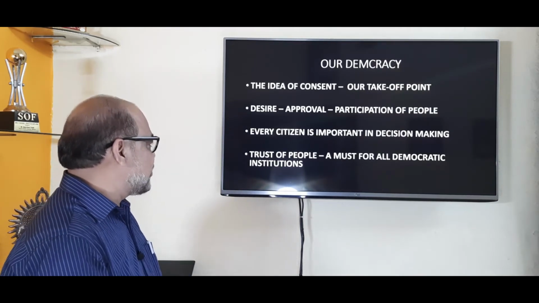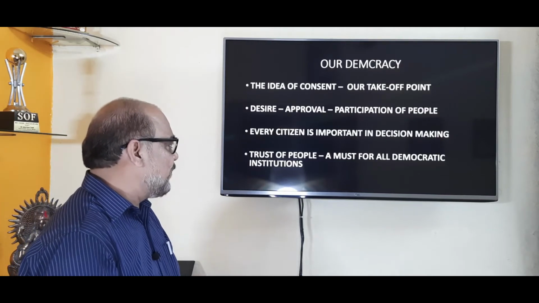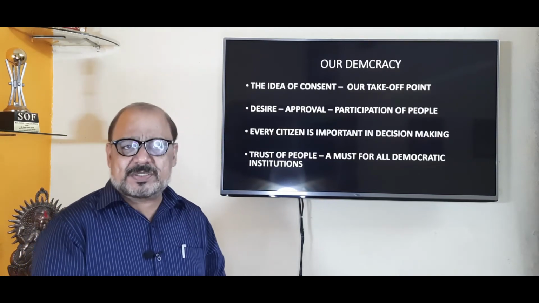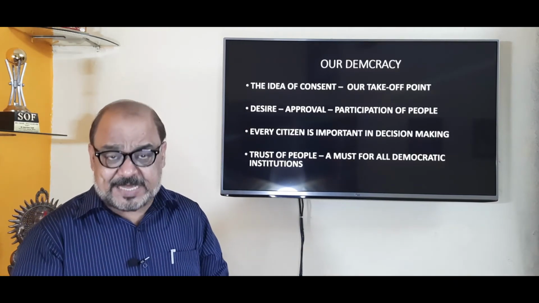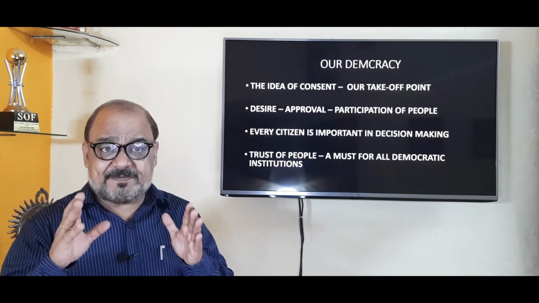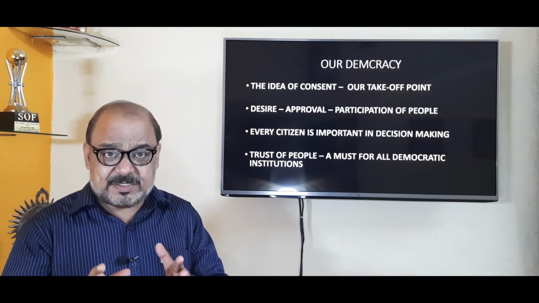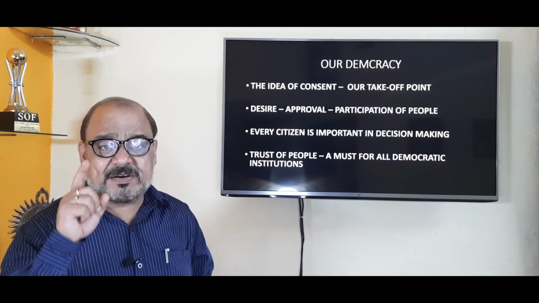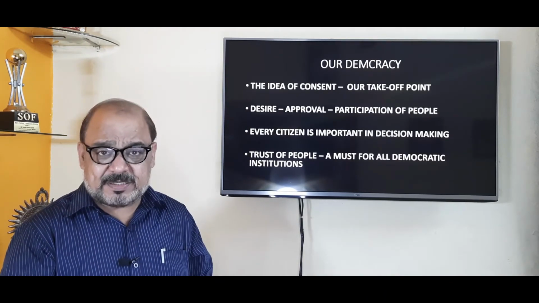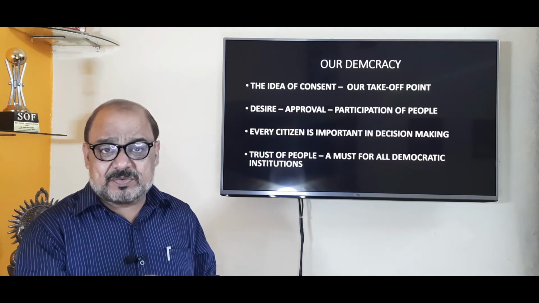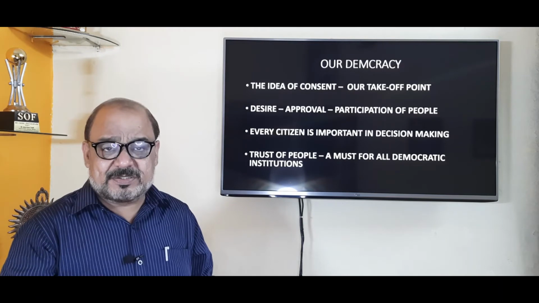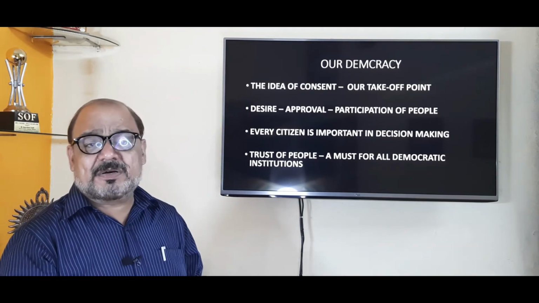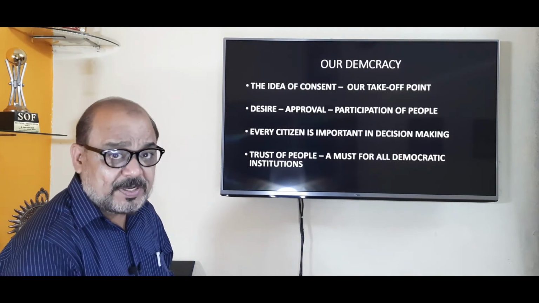Fourth thing is trust of people, a must for all democratic institutions. People must have faith in democratic values. People must have faith that in democracy they will remain the source of power. They have the power to elect the government. They have the power to change the government. They have the power to control the government. They are the source of power.